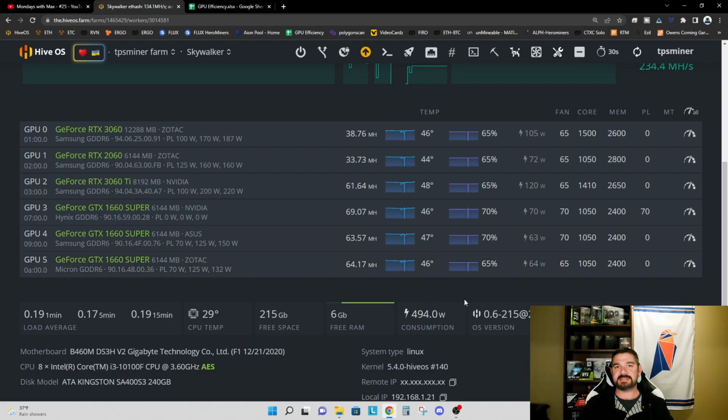So what we've done to establish a baseline is I've set the memory clock and the core clock identical for all three cards. So for the core, we've locked them at 1050. And for the memory, we've set them at plus 2400.